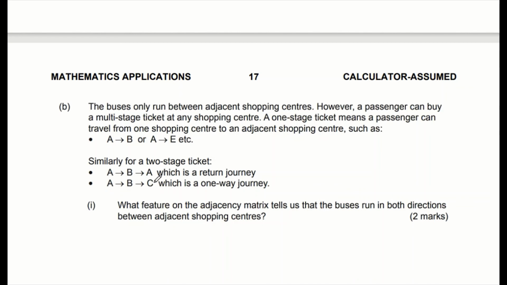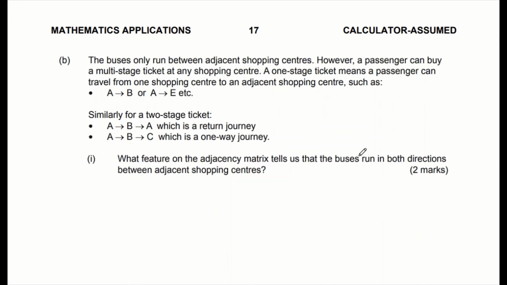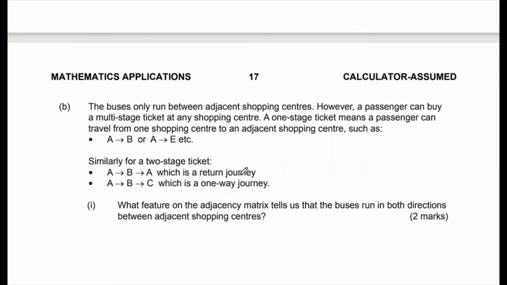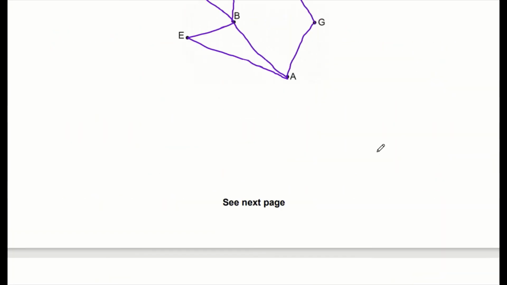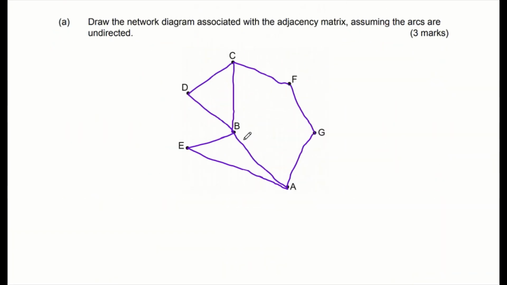Okay. So what feature on the adjacency matrix tells us that the buses run in both directions between the shopping centers? Okay, so you can try to look at it. This is the thing that I mentioned just now. So run in both directions, which means that it's a two-way thing. So how are you going to make sure that it's a two-way thing? Then your graph must be a non-directed graph.